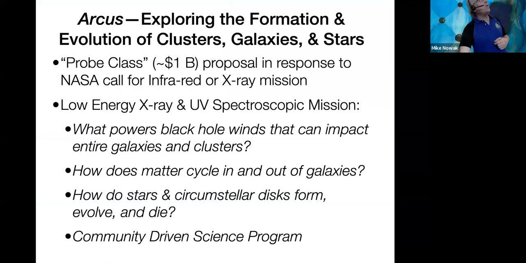So the next one down the line, since we're getting towards the end of the hour, is what we're proposing: a mission called Arcus. It is what NASA calls a probe class mission, $1 billion if they give it to us. It's in response to NASA saying, we want to see probes in infrared or X-rays. $1 billion might seem like a lot, but keep in mind that James Webb is $10 billion. The next infrared satellite to be launched, the Roman satellite, is $4 billion.